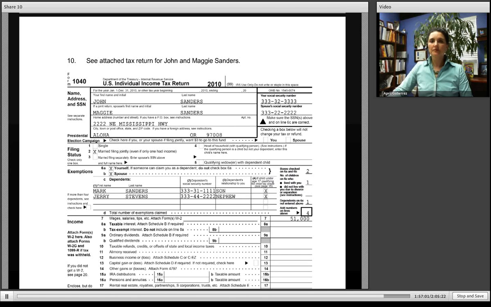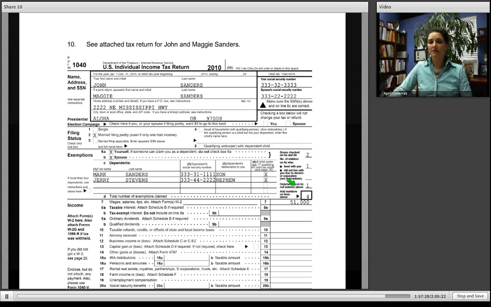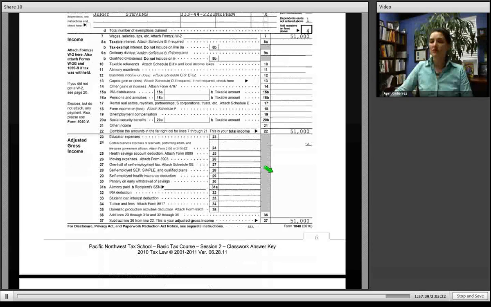Okay, so let's take a look then at John and Maggie Sanders' tax return. We can see that they are a married filing joint couple, so we have checked box 2 next to filing status. On line 6A and 6B, we've checked for taxpayer and spouse and entered a 2 on the corresponding space. They have 2 dependents, Mark and Jerry, both of whom are qualifying children and both of whom qualify for the child tax credit, so we've checked the child tax credit box. 1 exemption for their child, 1 exemption for another dependent, this time the nephew. We've entered the number 4 in the box to show that we have 4 exemptions.